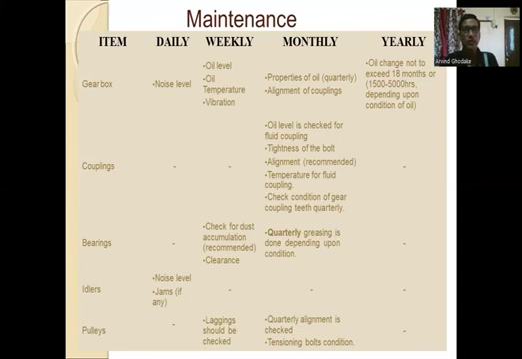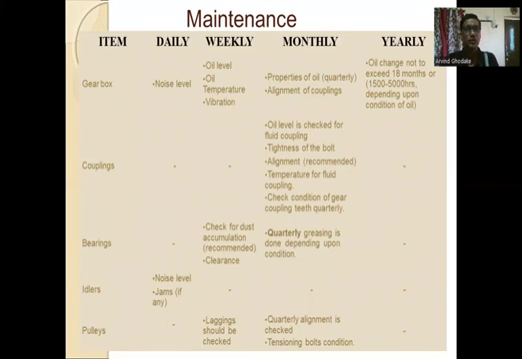Then monthly, the properties of the oil and alignment of the coupling for the gearbox, then oil level for the coupling, alignment of the coupling, temperature of the fluid coupling, condition of the gear coupling teeth, quarterly. Then quarterly greasing is done depending upon the condition for the bearing. Then quarterly alignment is checked. Then tensioning bolt condition is checked for the pulley monthly.